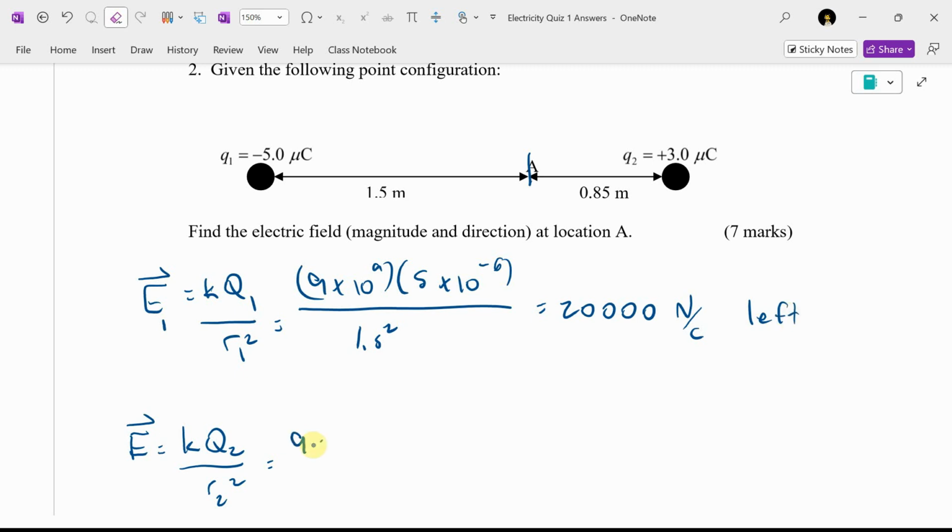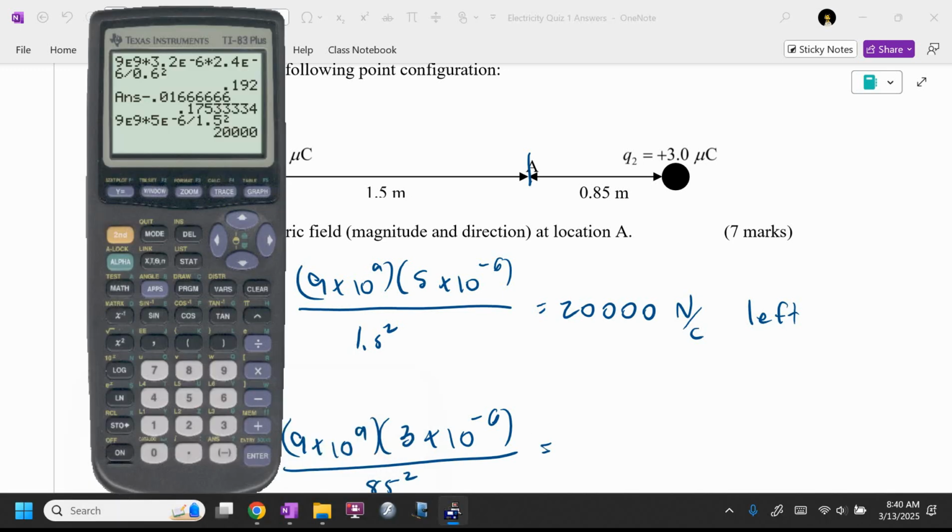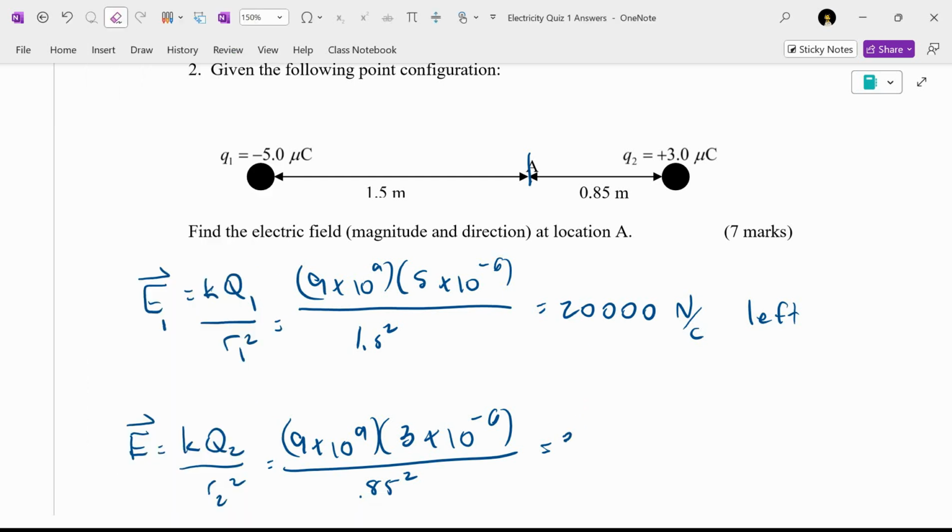I repeat for charge 2. It's going to be 9 times 10 to the 9th, 3 microcoulombs, all over 0.85. Don't forget the squared. This one won't work out evenly. Yuck. But I can backspace and edit and save myself some typing. Looks like it's going to be 3 microcoulombs and 0.85. I get 37,370 and change. 37,370 newtons per coulomb. Direction, which way would a positive feel a force because of this guy? Also left, because like charges repel.